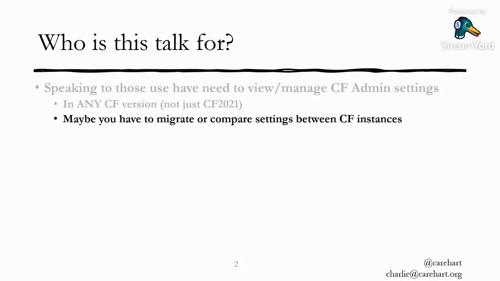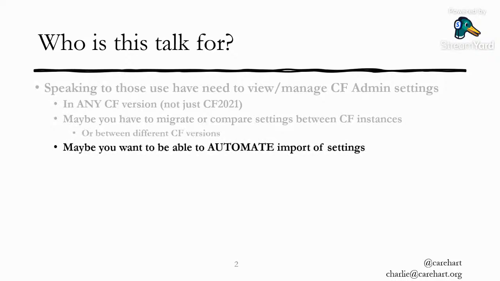And maybe you need to migrate settings between one version and another, or compare settings between one version and another, and all that's possible with this tool. And of course, between different versions. So if you wanted to compare the CF settings you have in a newly minted CF 2021 to what you had in some prior CF 2018, 2016, 11, or 10, yeah, you could use this tool. And I'll even show doing that in this talk.